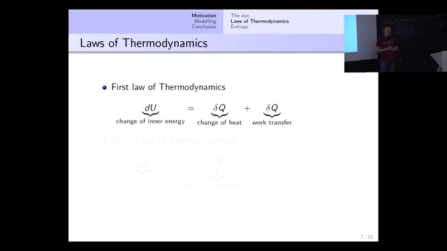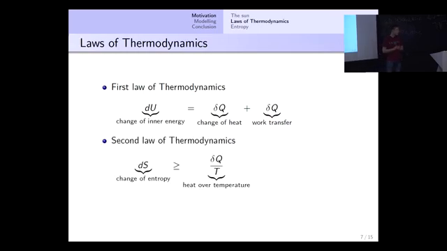And yeah, I want to recall the first two laws of thermodynamics. The first is that the change of the inner energy is equal to the change of heat, which goes to the system or which a system releases, plus the work which is done by the system. And the second law is that the change of entropy is greater than the amount of transferred heat over the temperature of the system.